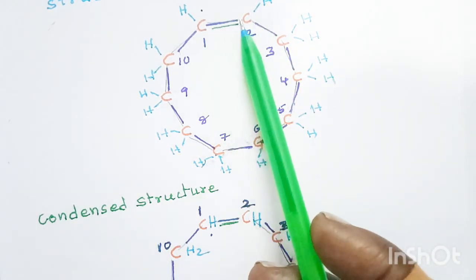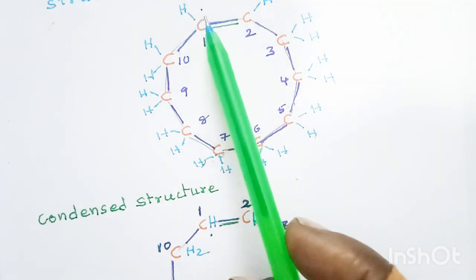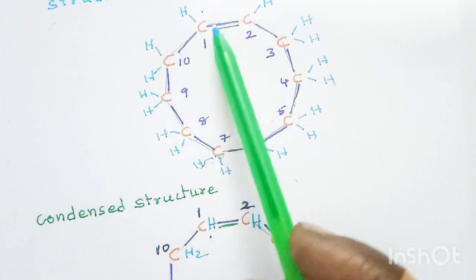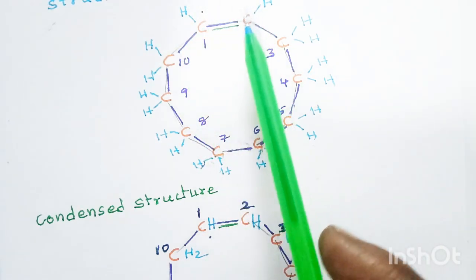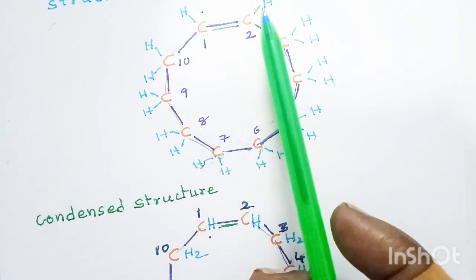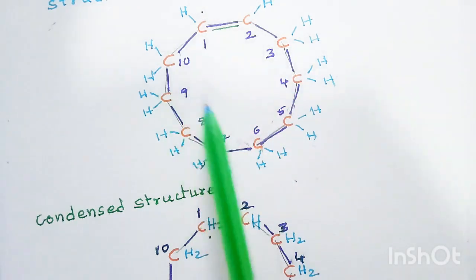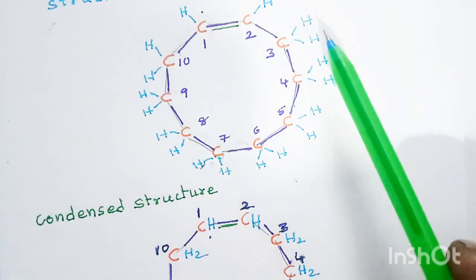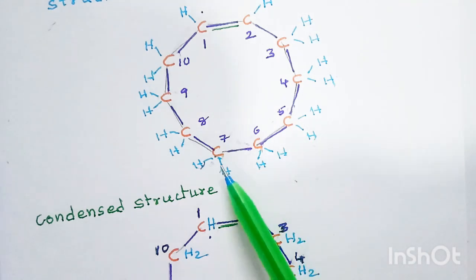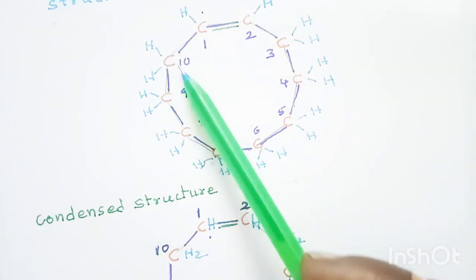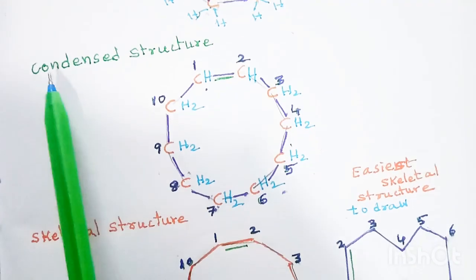and we draw a double bond between 2 carbon atoms. Those carbon atoms will become 1 and 2. They have 3 bonds, so they need 1 more bond each. So 1 more bond each is supplied by a hydrogen atom. So first carbon and second carbon will have 1 hydrogen each. The remaining carbons 3 to 10 will need 2 hydrogen atoms each. So we draw 2 hydrogens each for 3, 4, 5, 6, 7, 8, 9 and 10. So this becomes cyclodecene.